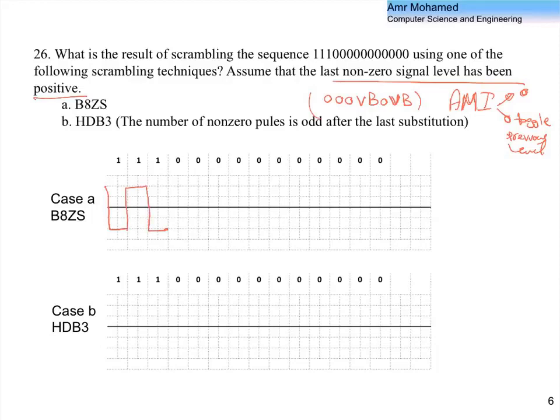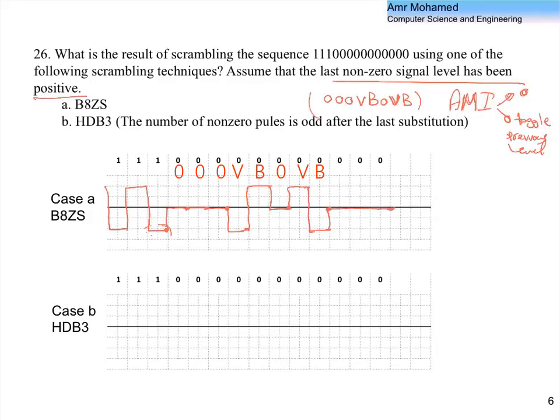So now we can map the 8 zeros to 0, 0, 0, then violate. The violate here will have to map similar to this, so it goes negative, and then bipolar, so it goes like this, and then 0, and then violate, so we go positive, and then B, we go negative, and then we go straight. The remaining part is 0, 0, 0.